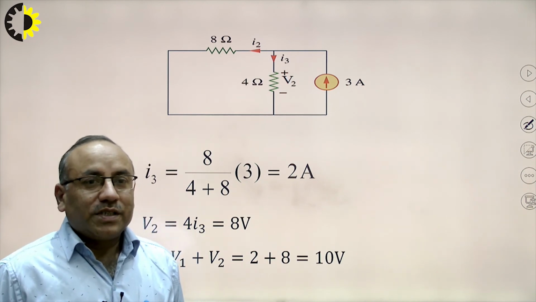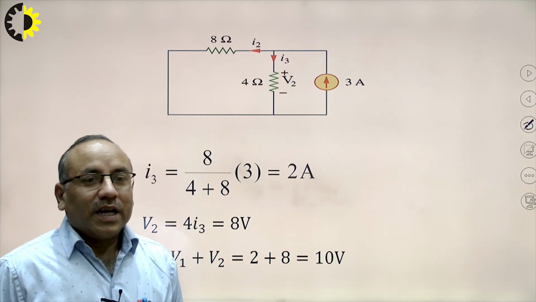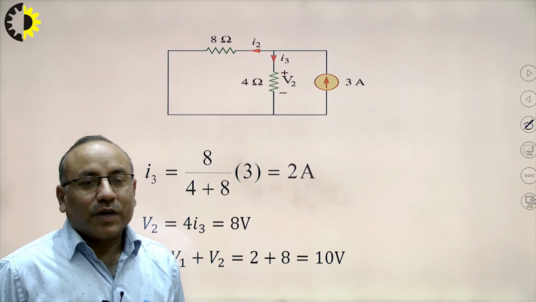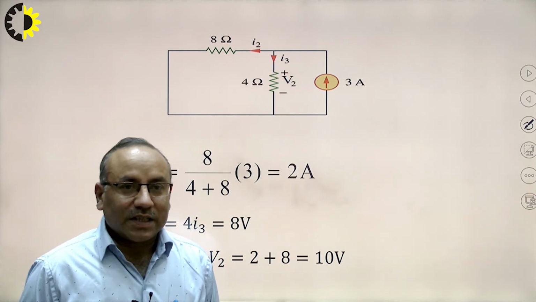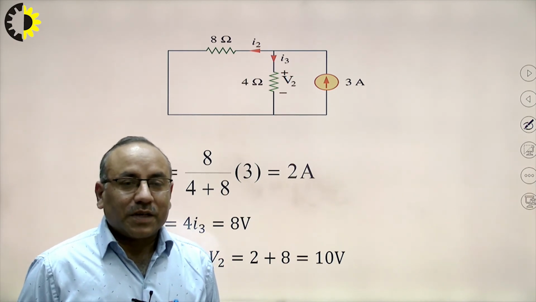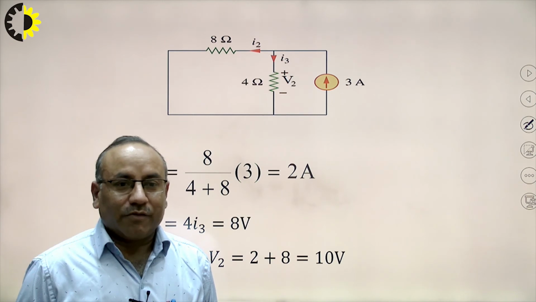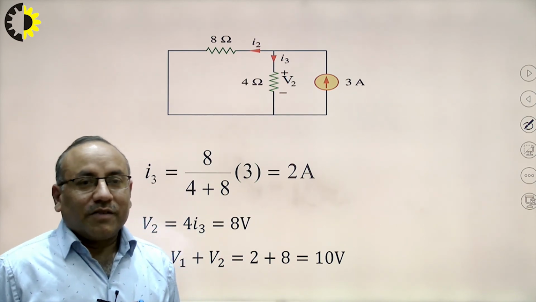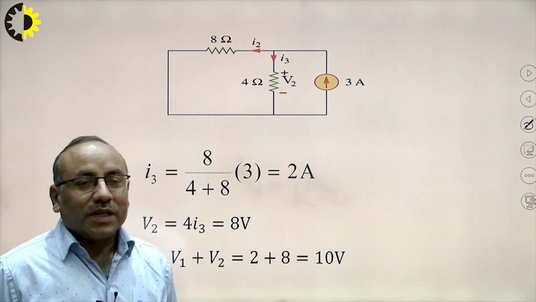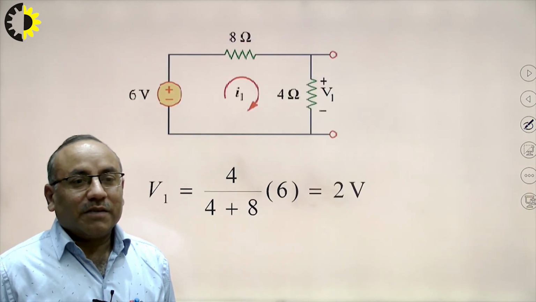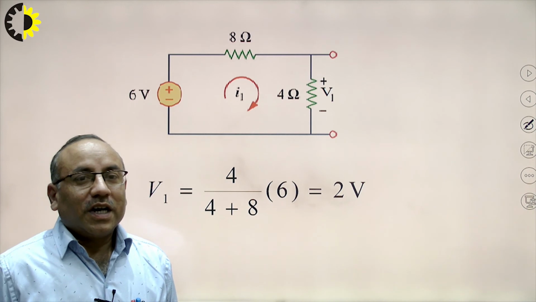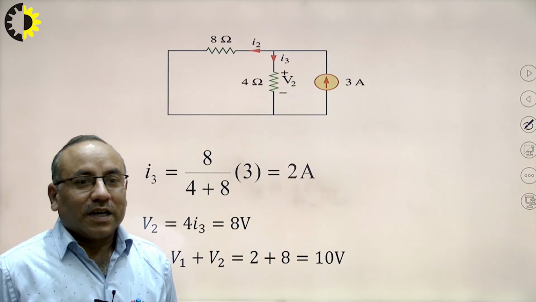So V2 is equal to 4 into I3, and that becomes 4 into 2, equal to 8 volt. So the voltage due to this current source acting alone in the circuit across the 4 ohm resistance is equal to 8 volt. And earlier we found the voltage across this 4 ohm resistance when the voltage source was considered only. That time the voltage was 2 volt, and now the voltage is 8 volt.